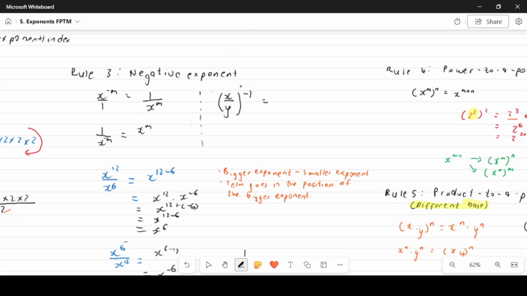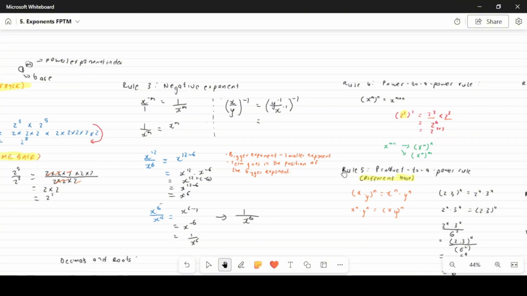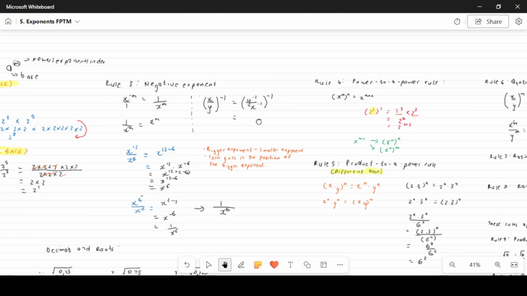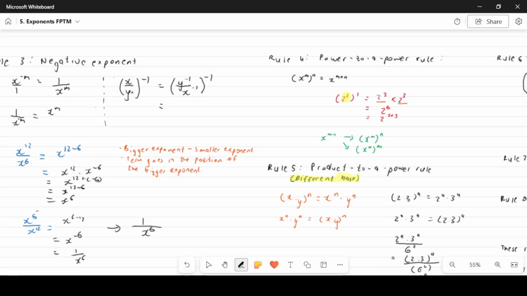You see, the way you can make this exponent positive is by swapping the positions of the numerator and the denominator. Why? What happens? If this goes to the top, this becomes y to the negative 1. If this x goes to the denominator, it becomes x to the negative 1. And this here is all raised to negative 1. What I can then do is, if you follow the quotient to a power rule, I can extract this negative 1.